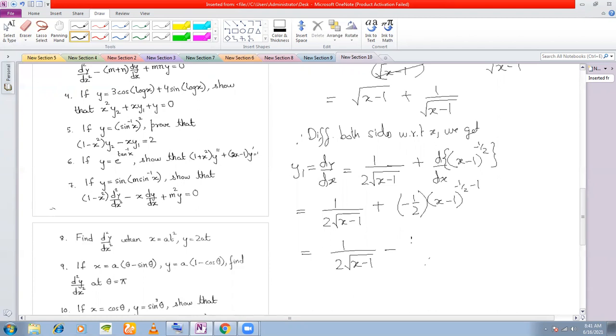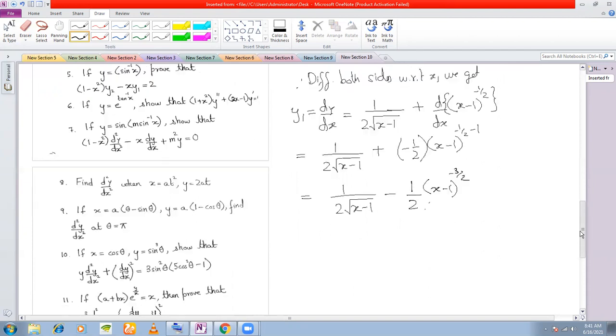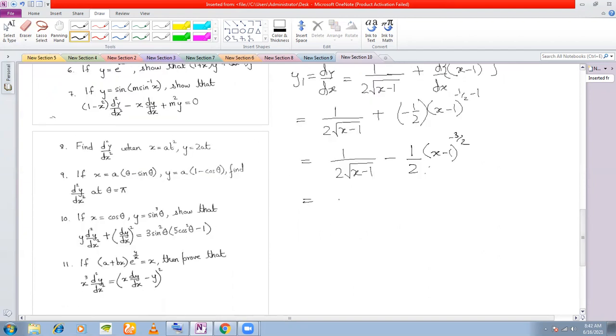Minus half x minus 1 to the power of minus 3 by 2. Okay. And we write this also as a negative power and take half common. So you get half of x minus 1 to the power of minus half minus x minus 1 to the power of minus 3 by 2. This is what we are getting as y1.